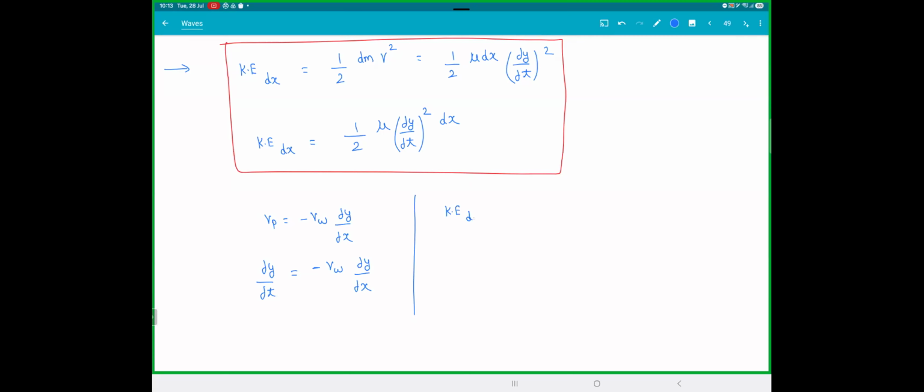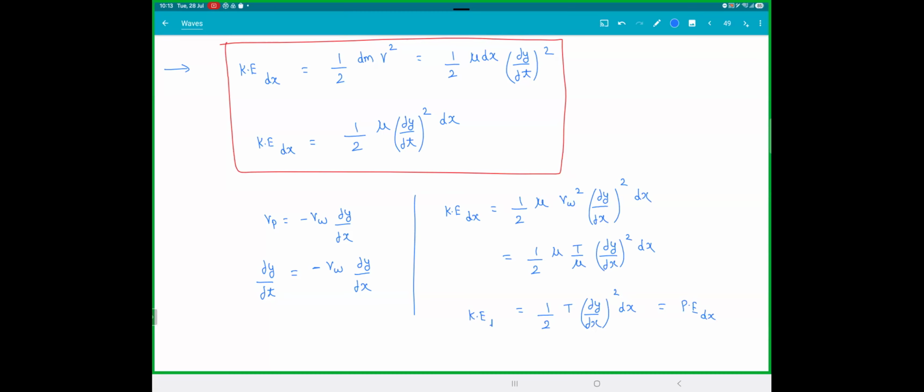Kinetic energy of the segment dx will be half mu. This guy will become v wave square dou y by dou x whole square into dx. But what is v wave square? V wave square is nothing but tension by mu, T by mu, times dou y by dou x whole square into dx. Mu will cancel. You end up with half into tension dou y by dou x whole square into dx, which is nothing but the potential energy of the segment dx. So the kinetic energy and the potential energy for every segment on a progressive wave is the same.